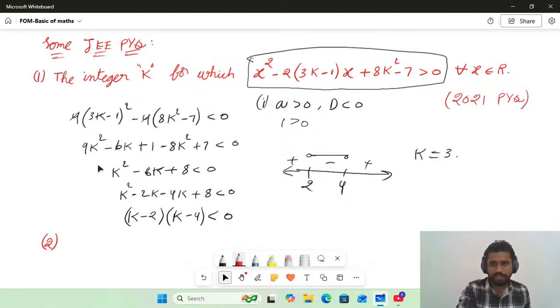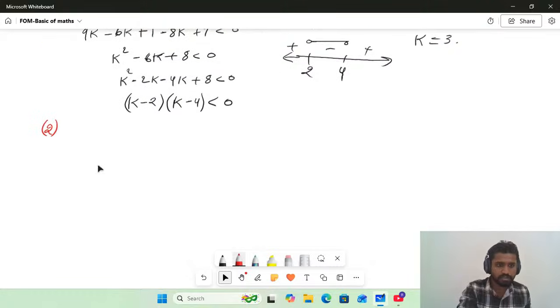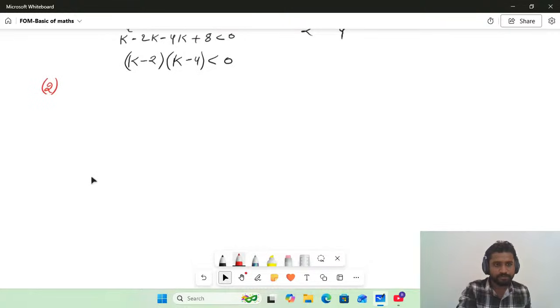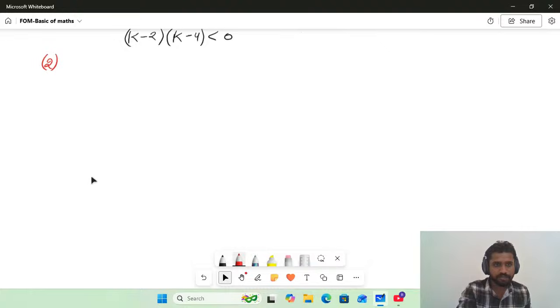Basic maths inequality note point I have taught you. So this is based on our second lecture. So the first PYQ is based on our second session. Now we are going to see another PYQ, which is the product of all solutions of the equation.